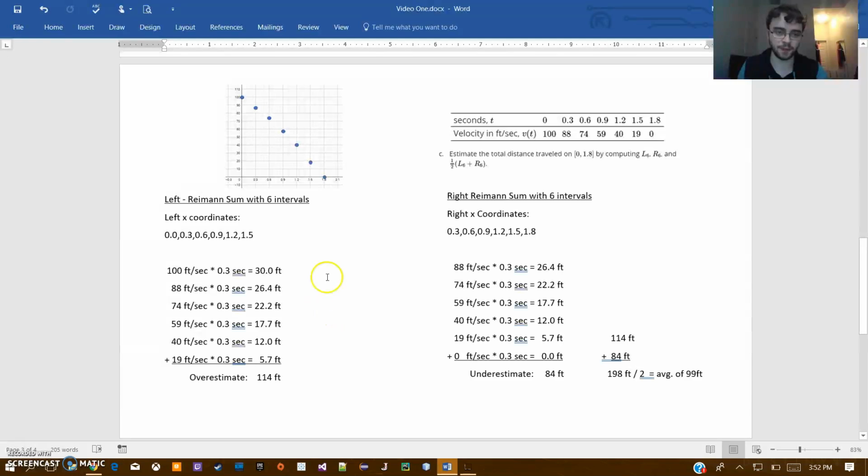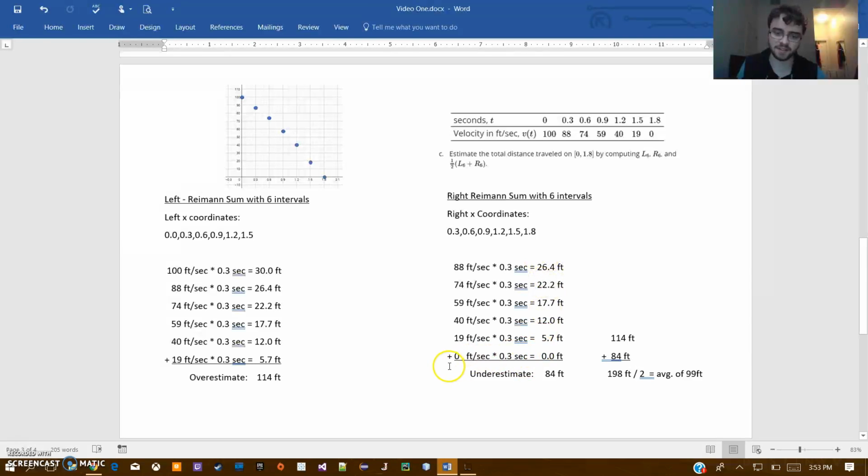And again, being the left Riemann sum, that means the left-hand corner of the rectangle intersects right here, so we use the points at 0 and 0.3 and then 0.6 and then 0.9 and then 1.2 and then 1.5. I also should mention we're using 6 intervals now instead of just 3. Then for the right Riemann sums, we use the rectangles when their rightmost points intersect with the line. So here we have our intersects at 0.3 seconds, 0.6 seconds, 0.9 seconds, 1.2 seconds, 1.5 seconds, and 1.8 seconds. We have our totals right here.